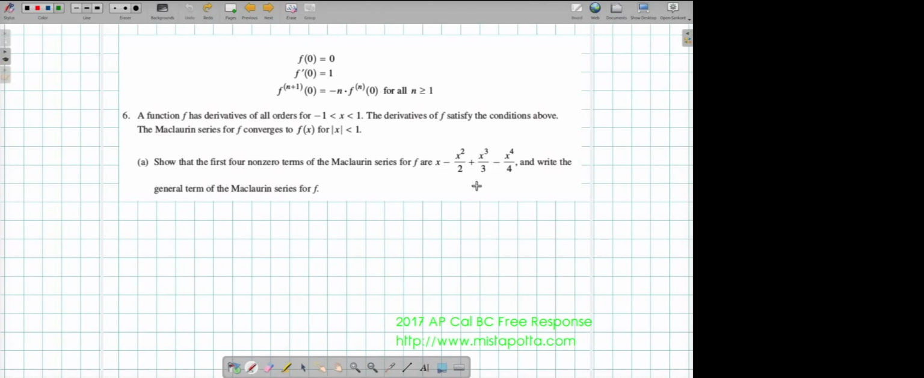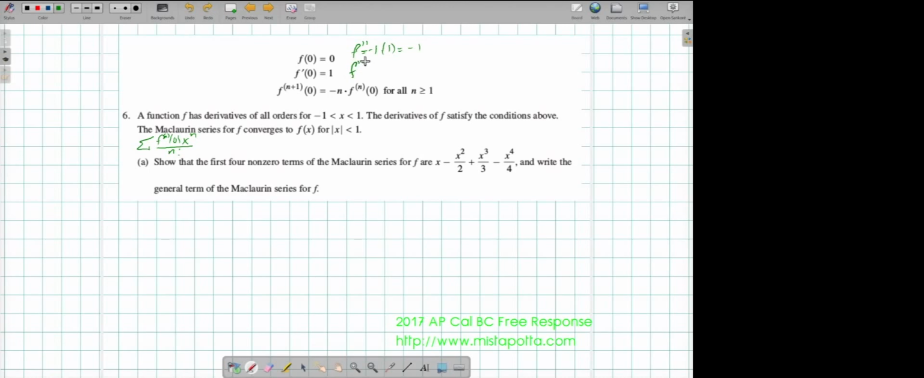So remember, the Maclaurin series is the sum of the nth derivatives at 0 times x to the n over n factorial. So I need to find these derivatives, and luckily they've given us a start. They told us that f of 0 is 0, f prime of 0 is 1. So if I want to find f double prime, that means that n is 1 for my purposes. And so it's going to be -1 times my previous number, which is -1.